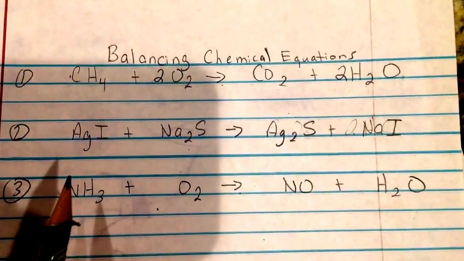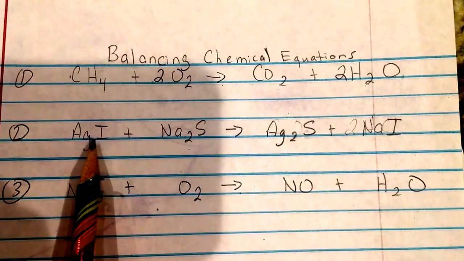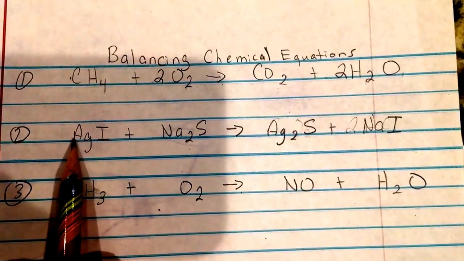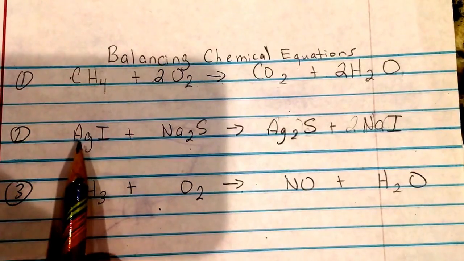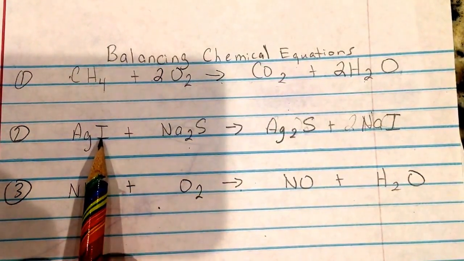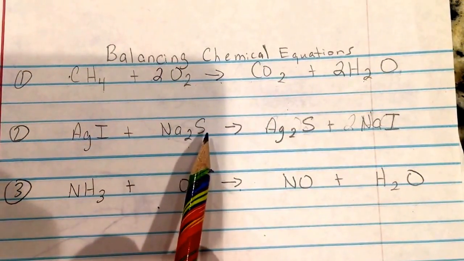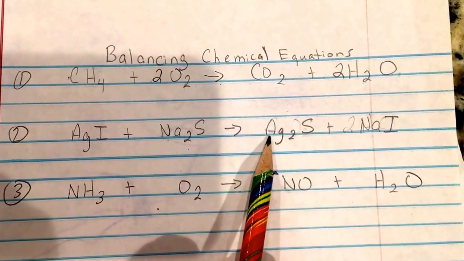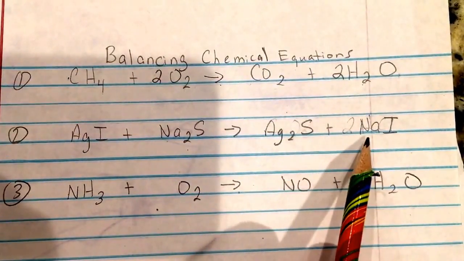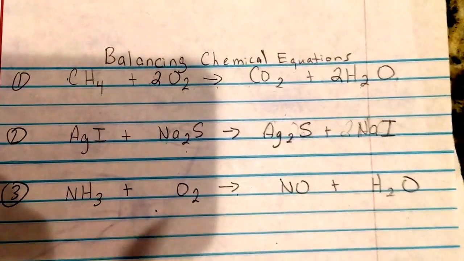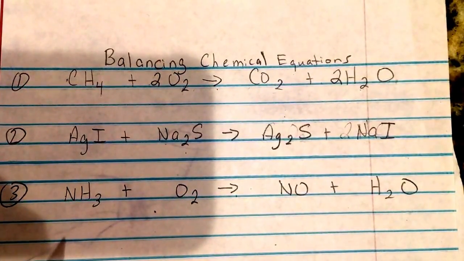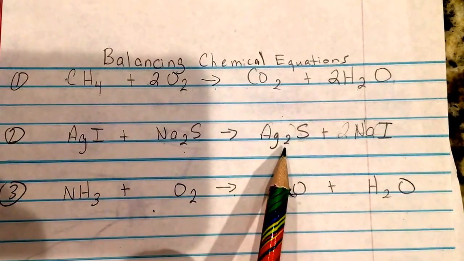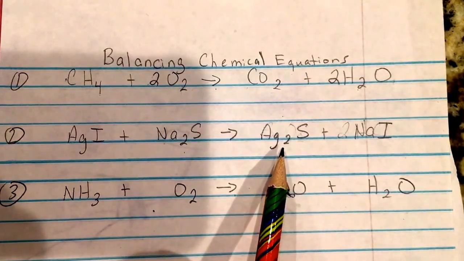On the second formula, you have silver and iodide. So this lowercase letter is part of this element. A, lowercase g, that's what makes it silver. I is iodide. Then you got sodium, and then you have sulfur. If you look on the other side, you have the same elements: silver, sulfur, sodium, iodide. So now what we got to do is count them up and see if we match. 1 silver on this side, 2 silver on that side. So we already can't work with that.